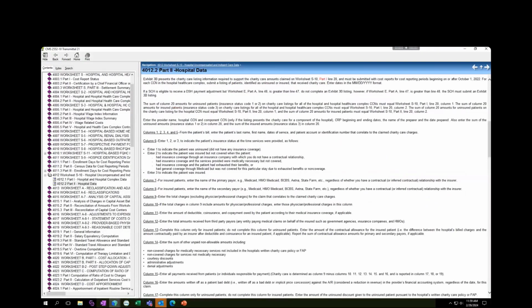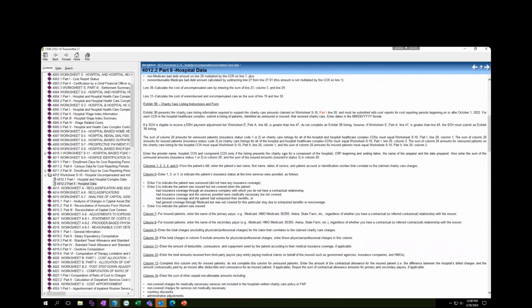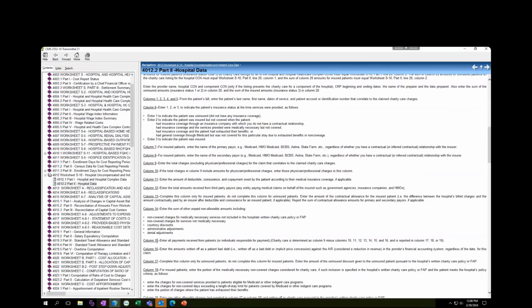and let me make sure I'm in the charity care piece, where is it here? They put it under the payment... yeah, here it is. They reported under column 15, which by itself is illogical because this parenthetical explanation has nothing to do with payments. But they say charity care is determined as column 9 minus 10, all the way 10 through 16, and then it's reported on column 17, 18, or 19.